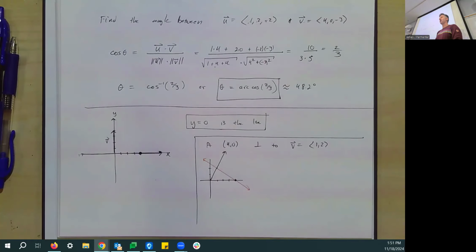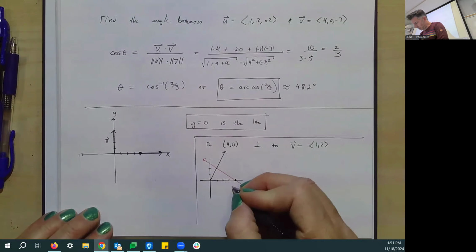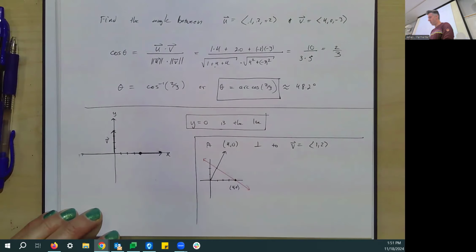So how do I find the slope? Because really what I need is the slope of that line. I've got the point, 4 comma 0, but I need the slope. Well, what I really need is the vector perpendicular to the vector that was given to me. And this is where we're going to use the fact that perpendicular vectors have a dot product that is 0.